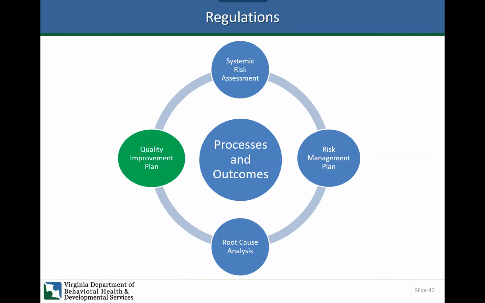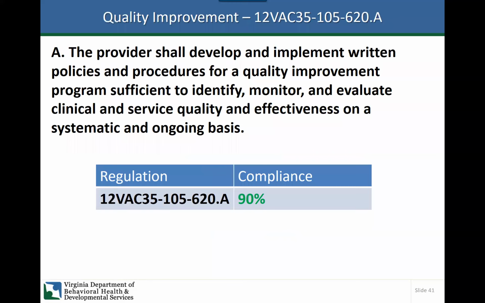And then that brings us to the next slide, which is about 620, and that moves us to quality improvement. And for 620A, which is that providers have written procedures or policies for a quality improvement program, the compliance was at 90%.